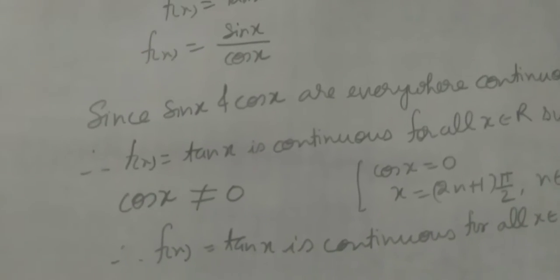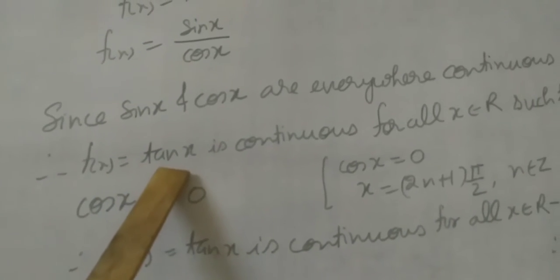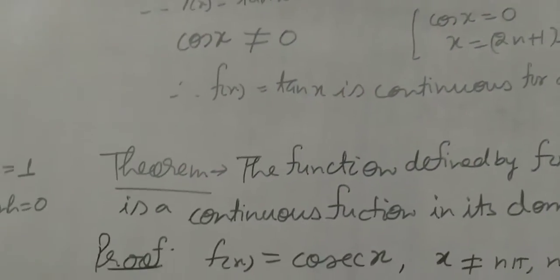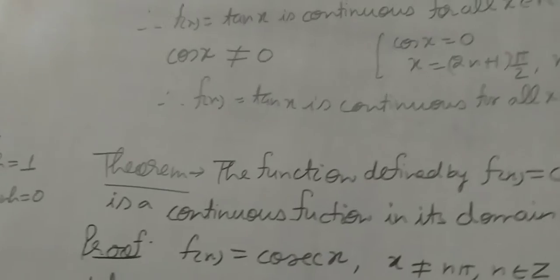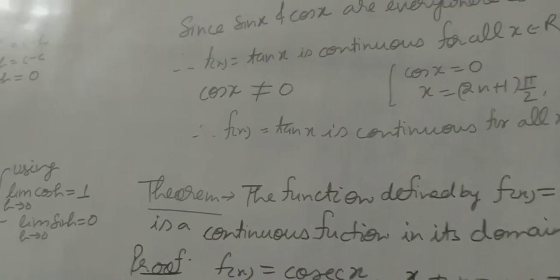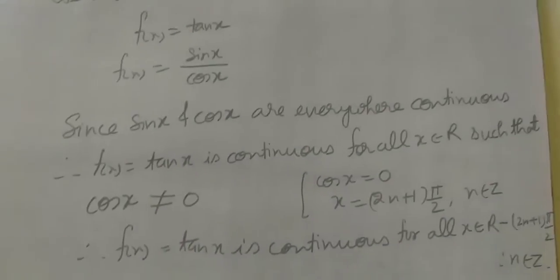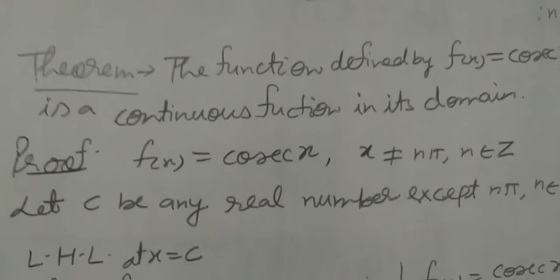Okay students, so therefore f(x) equal to tan x is continuous for all x belongs to R, except (2n plus 1) pi by 2. So like this we can prove, students. If you want to prove it by LHL, RHL, then you can. Now students, next theorem. The function defined by f(x) equal to cosec x is a continuous function in its domain.